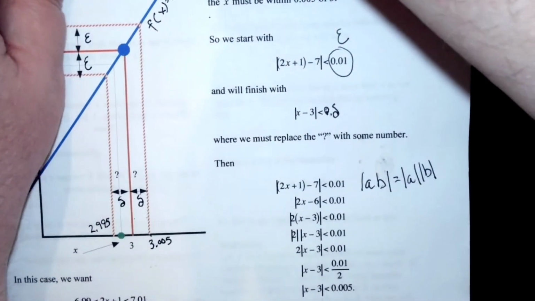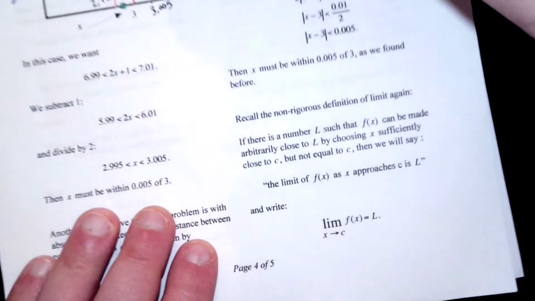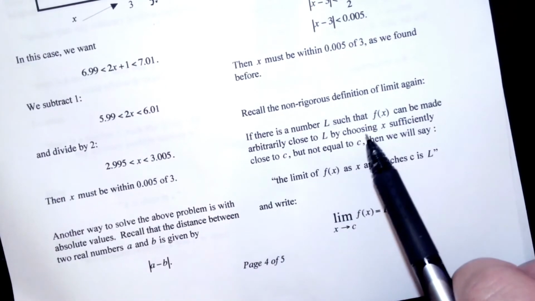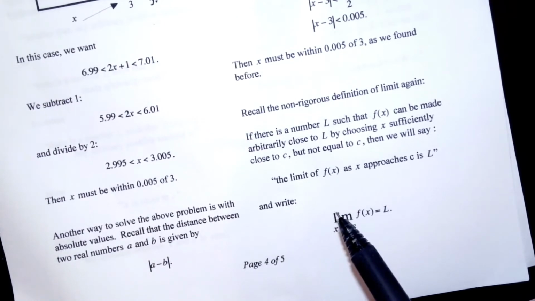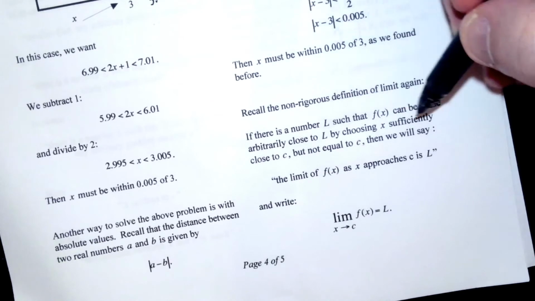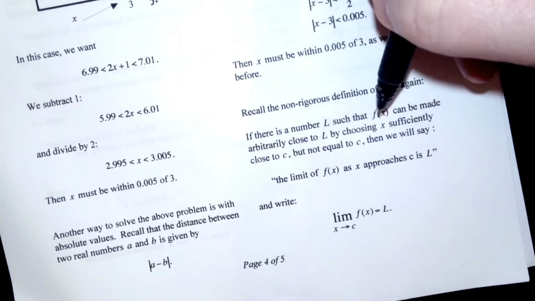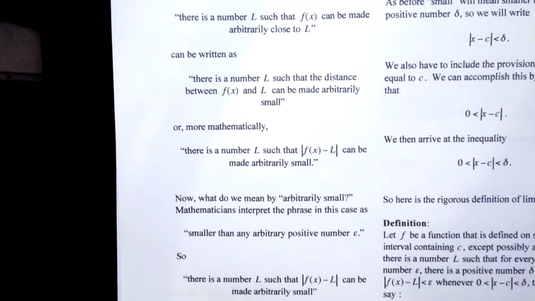Alright, so let's go back again to the non-rigorous definition of limit. What we're going to do is take this and rewrite it in terms of absolute values. And so the first part is okay. But when it gets down to the part where we say that f of x can be made arbitrarily close to L, here's what's going to happen. Okay, so this phrase, there is a number L such that f of x can be made arbitrarily close to L, can be rewritten this way.